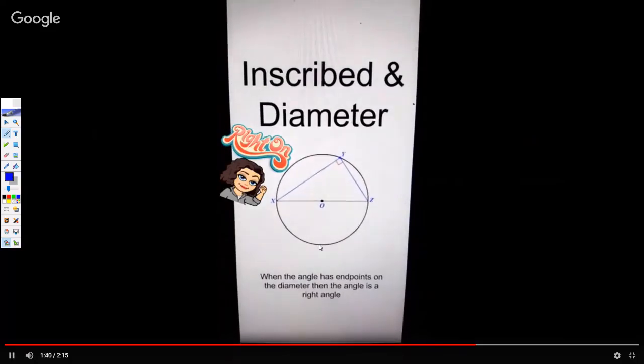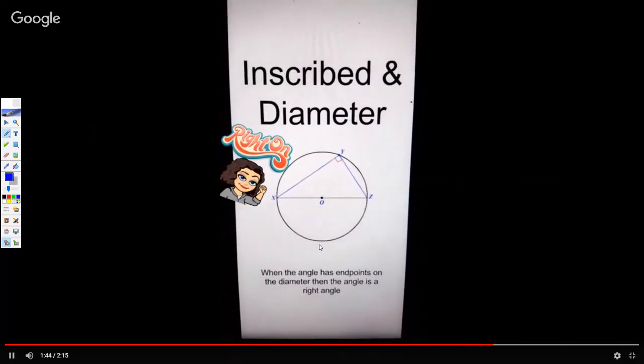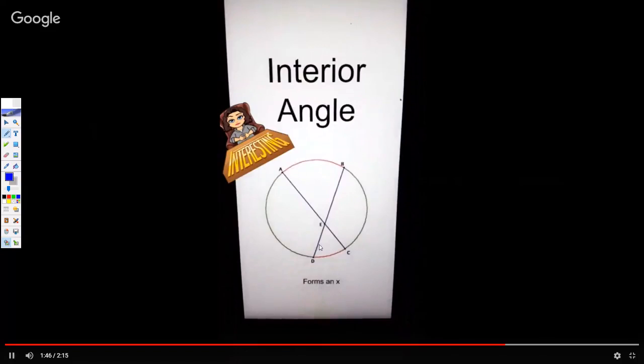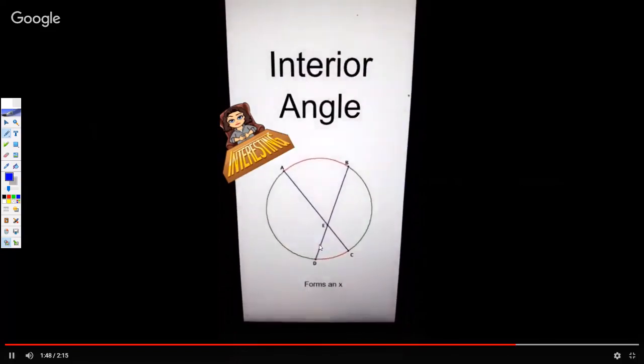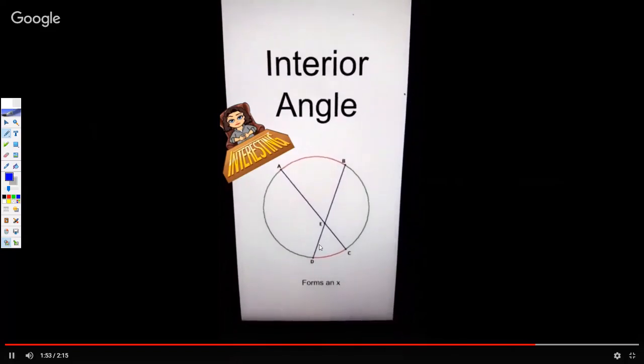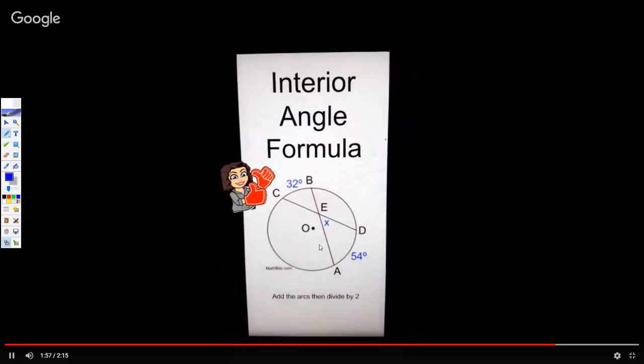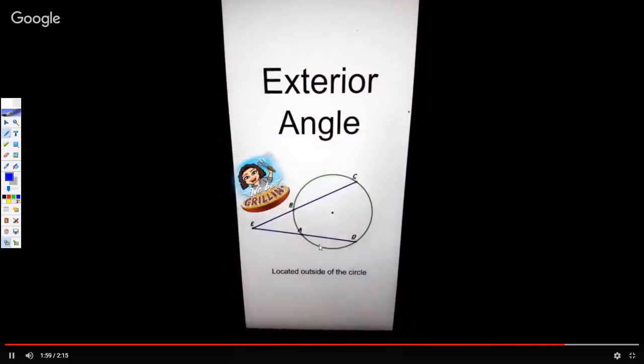Then we've got, I forgot what comes next. I think interior angles. Yep, interior angles form an X. If you have me as a teacher, I taught you this is what interior angles form an X. Turn your hands, that means you add. So we add the arcs and divide by 2. Interior angles form an X, you add the arcs, divide by 2.